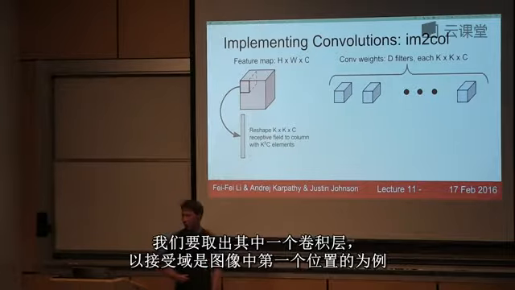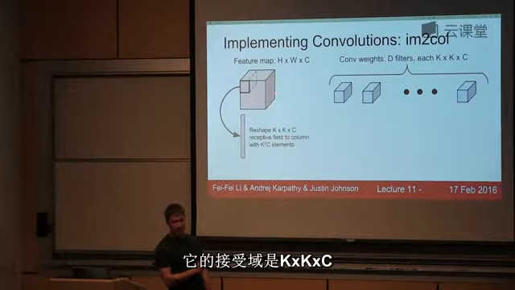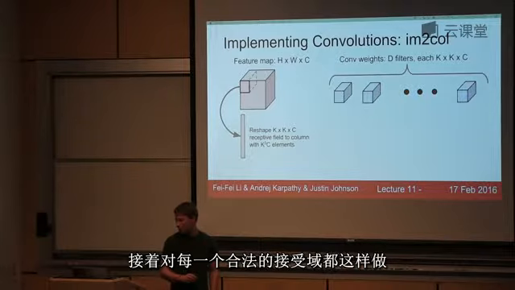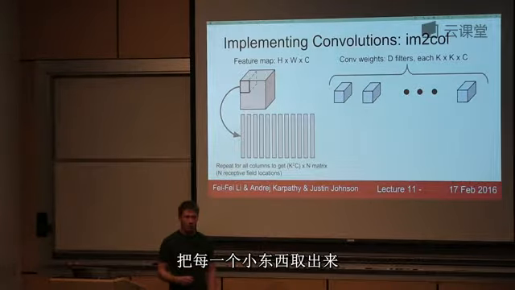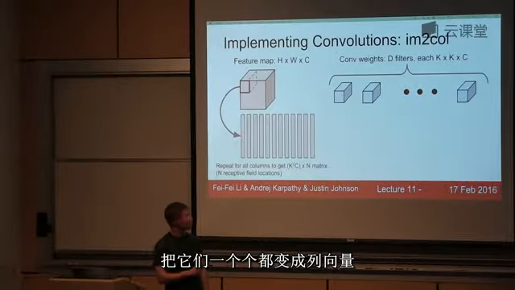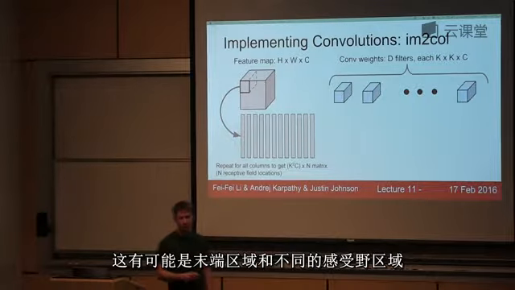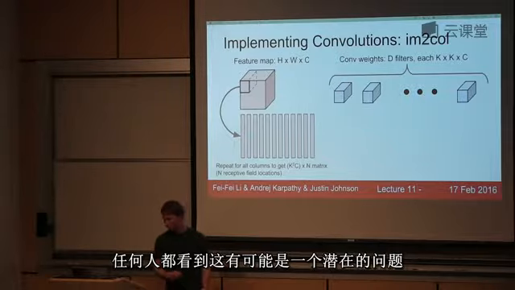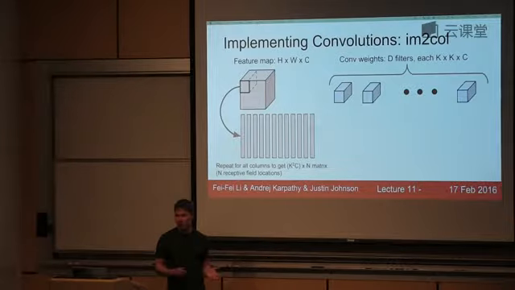So the idea is that we're going to take the first receptive field of the image, which is going to be this K by K by C region in the input volume, and we're going to reshape it into this column of K squared by C elements. And then we're going to repeat this for every possible receptive field in the image. So we're going to take this little guy and shift him over all possible regions in the image. And here I'm just saying that there's going to be maybe N different receptive field locations. So now we've taken our image and we've reshaped it into this giant matrix of K squared by C by N. Anyone see what a potential problem with this might be?